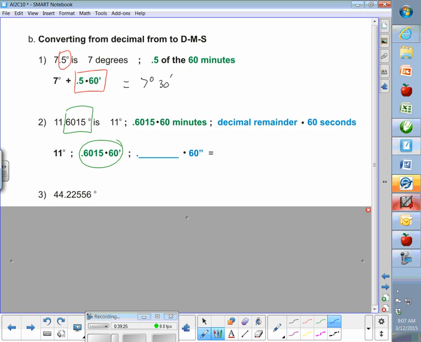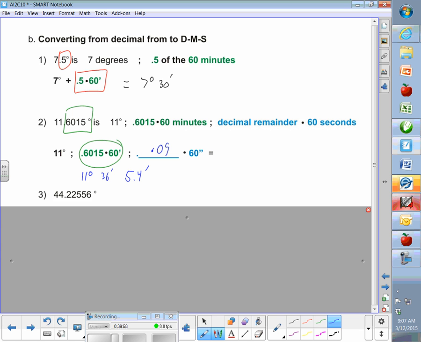Okay, so watch. Right now we're at 11 degrees, 36 minutes. And I got to take the remainder of my minutes, the 0.09, and multiply it times my 60 seconds. 0.09 times 60. And I get 5.4 seconds. And that's the number in degrees, minutes, seconds.